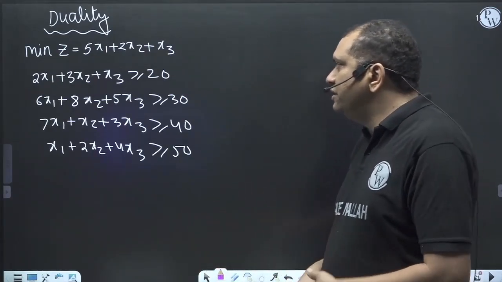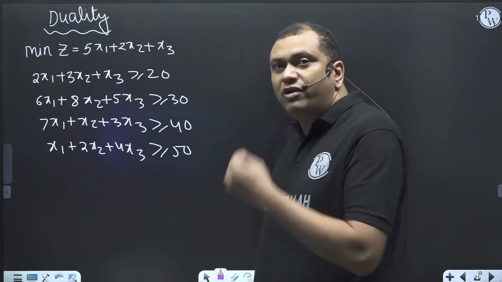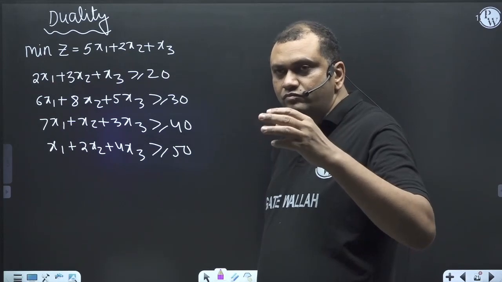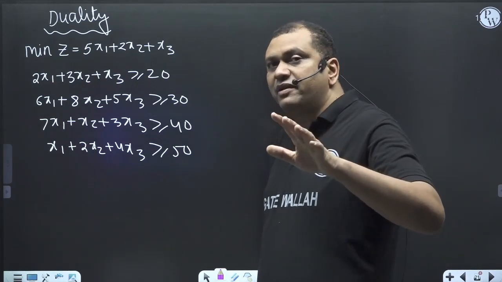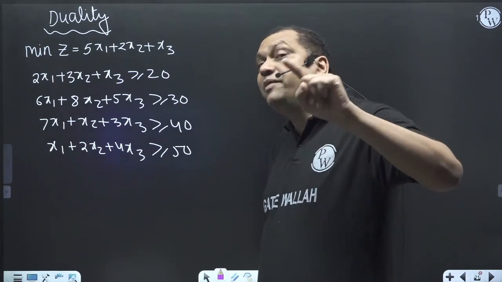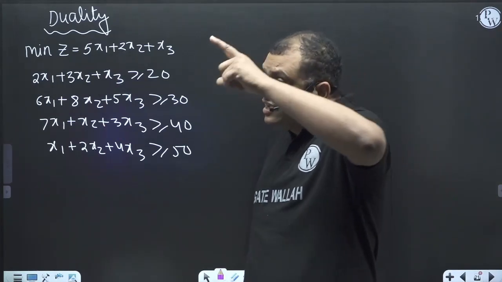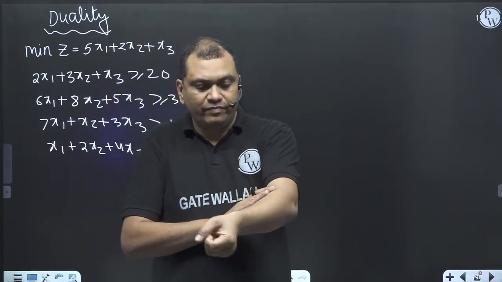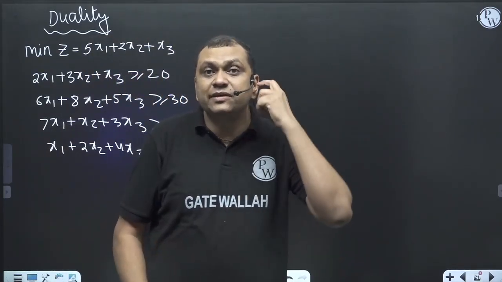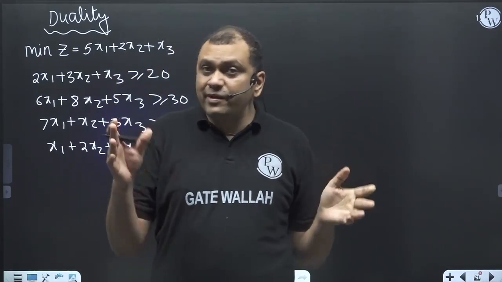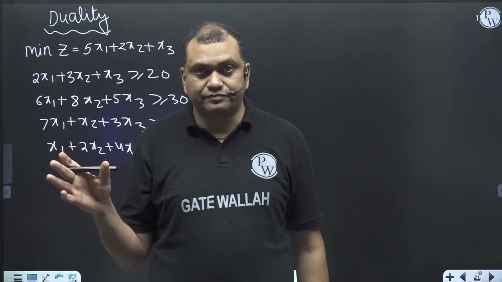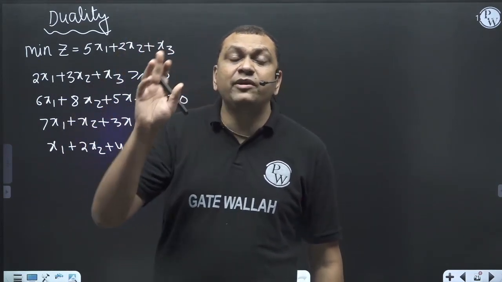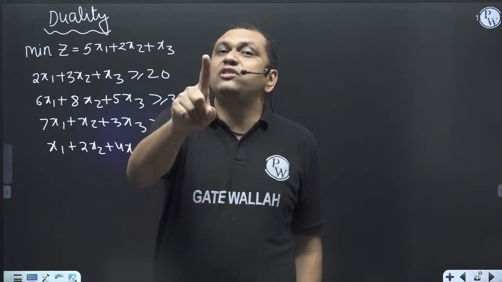So, for every simplex problem, there will be a dual. There exists another linear programming problem that gives exactly the same solution. For every primal simplex problem, there exists a dual problem, another linear programming problem that will give you the same solution.